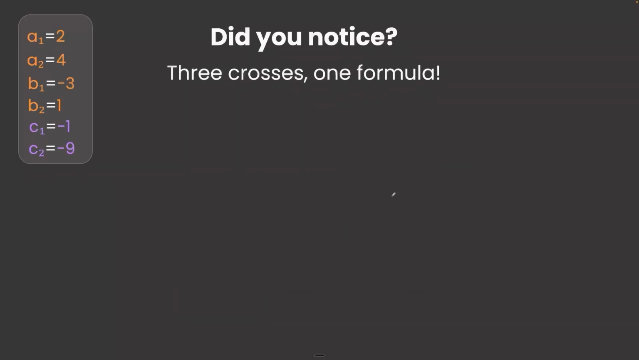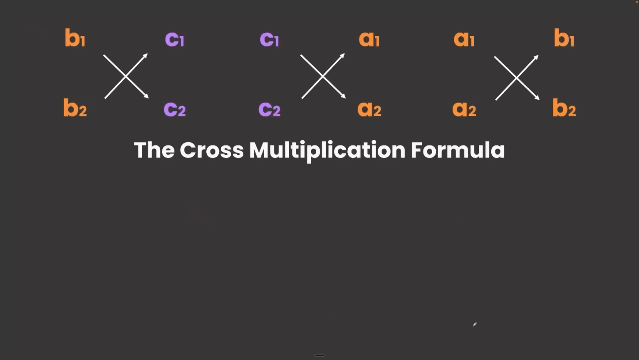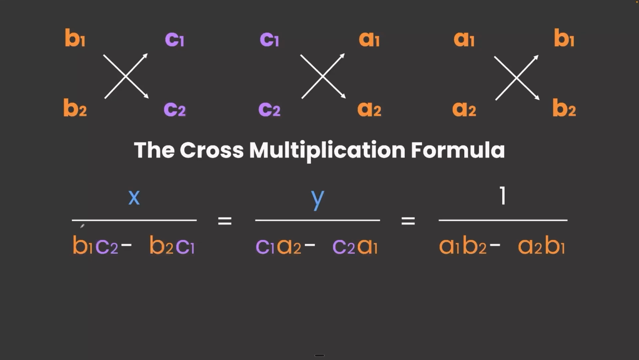But did you notice there are 3 crosses but it's the same formula? It's 3 different versions of the same thing basically. So x by 28 equals y by 14 equals 1 by 14. So the formula is basically coming out to this: x by b1 c2 minus b2 c1 equals y by c1 a2 minus c2 a1 equals 1 by a1 b2 minus a2 b1. To find the x value, you just cross multiply this with 1.